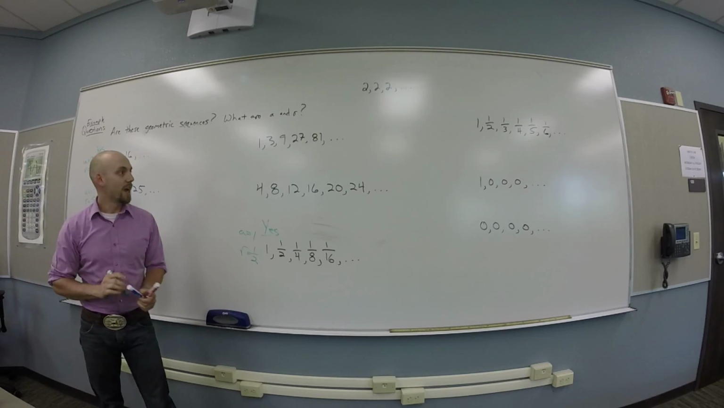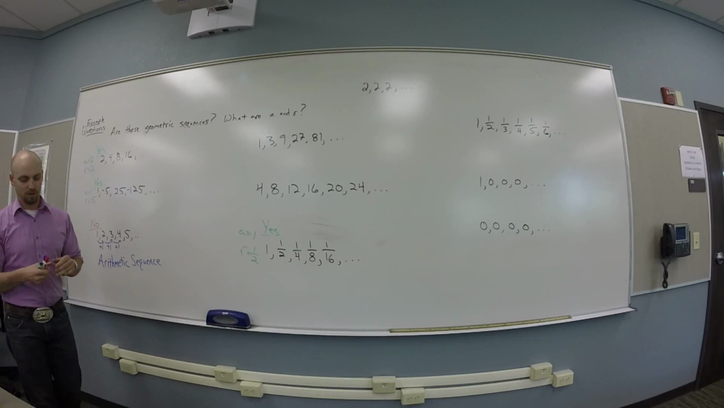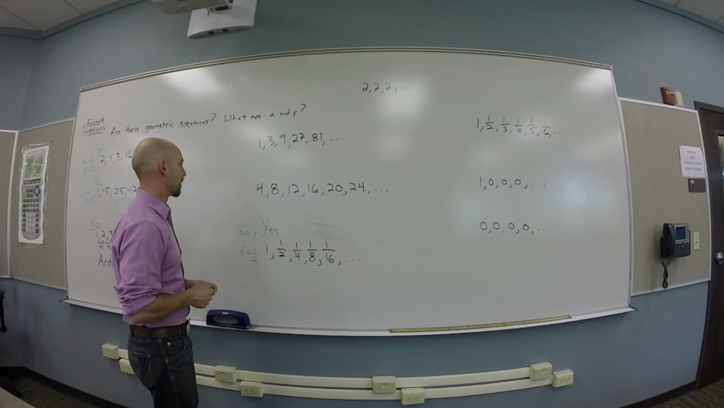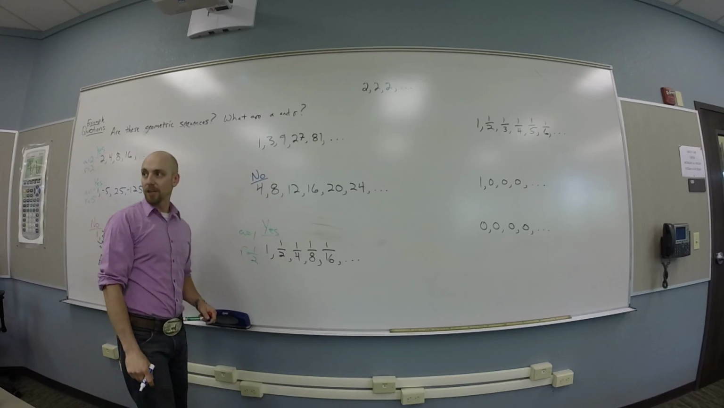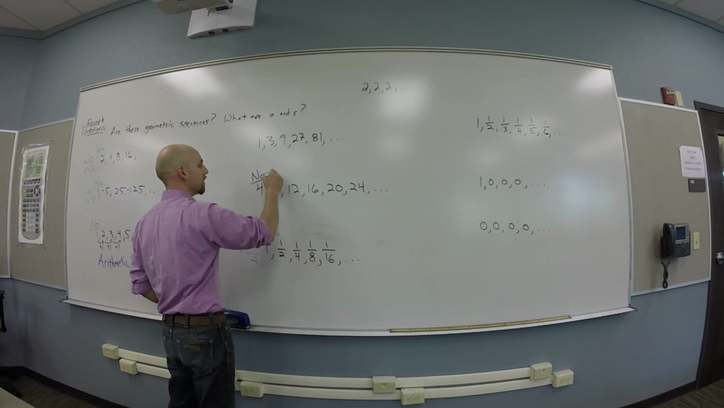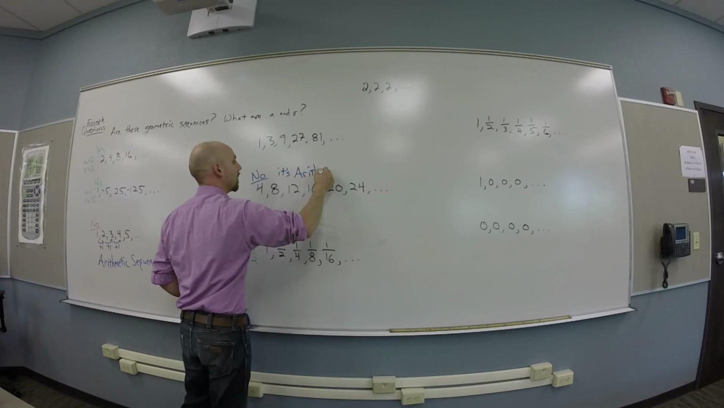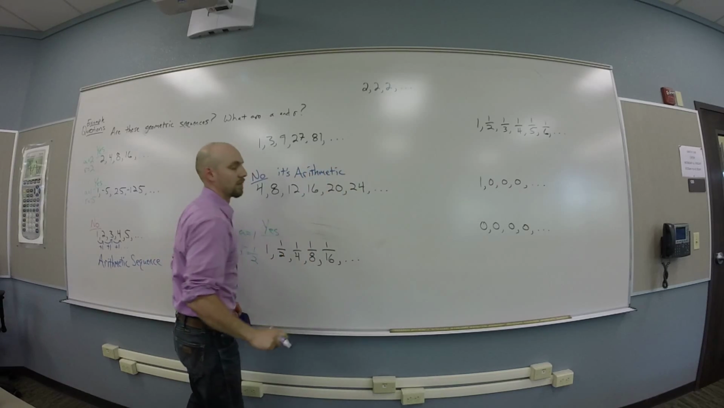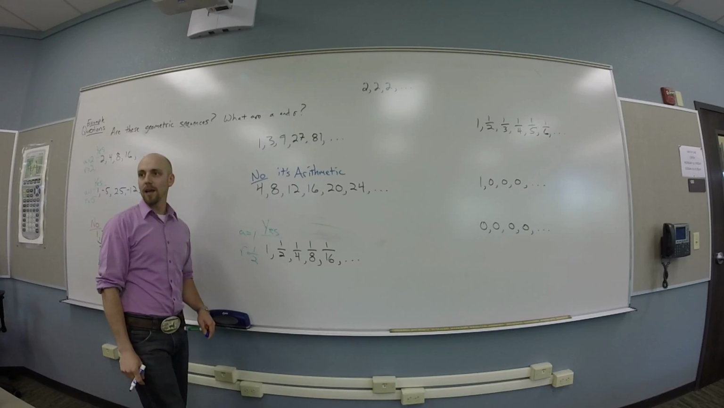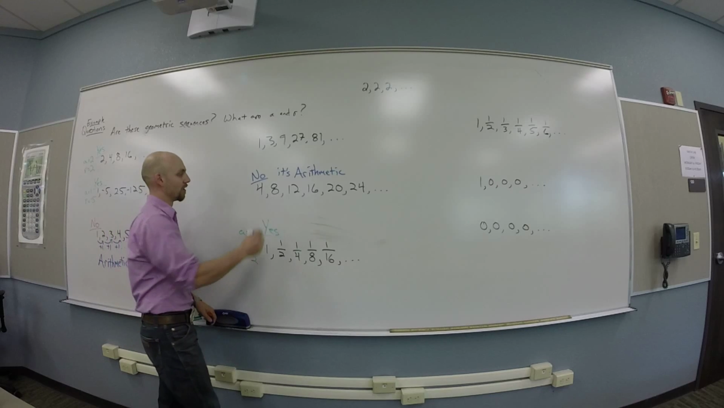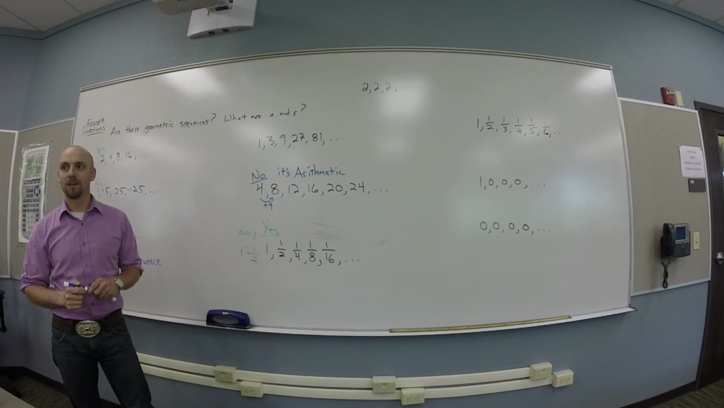Okay. Is there another arithmetic sequence up here? Yeah, the one right above it: 4, 8, 12, 16. So this one we would say no, it's not a geometric sequence. It's arithmetic. And this one starts at 4 and adds 4, right? Is there another one that's arithmetic?